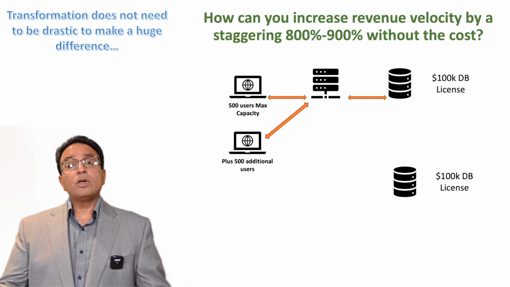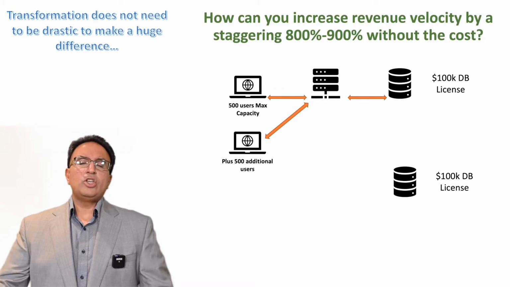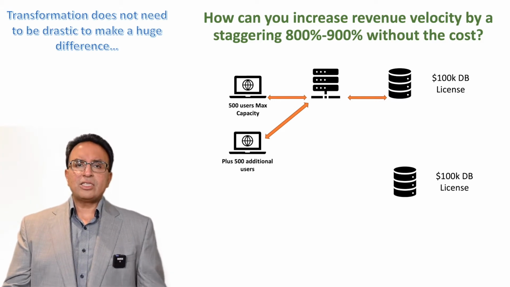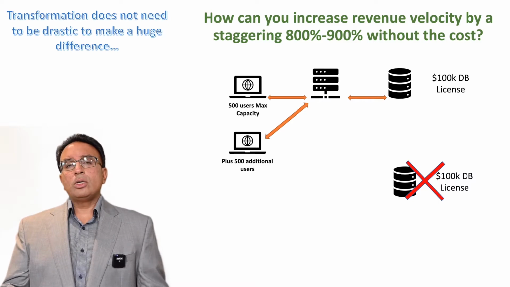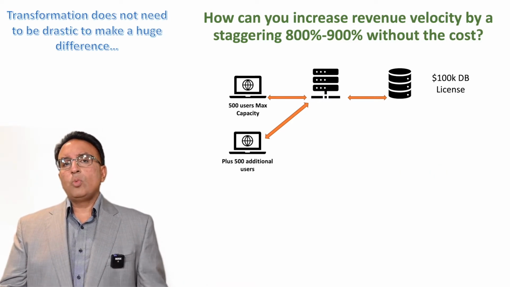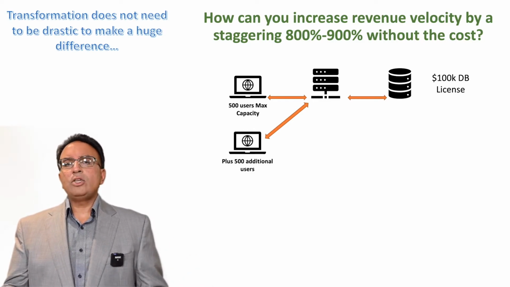Typically, what we would have done, as I showed in the previous example, is add another server, and you keep adding another database server and another chunk of database license. In this case, we're not going to do that. We're going to resist scaling out the servers. We're going to do something very, very different, something quite unique.